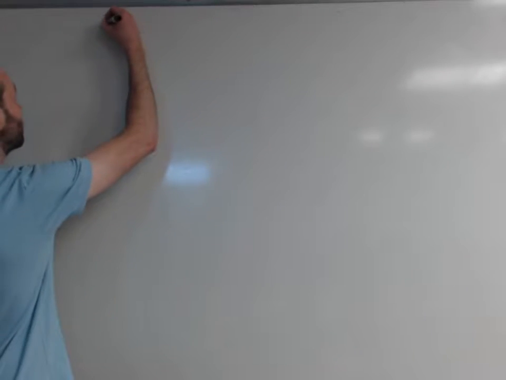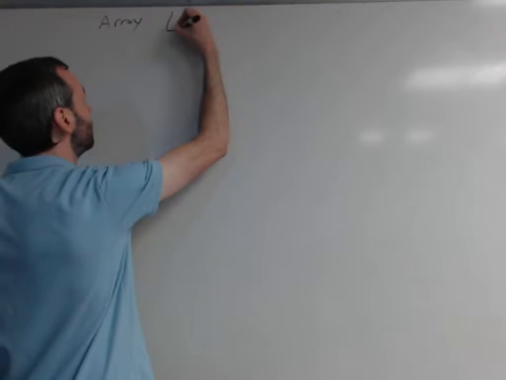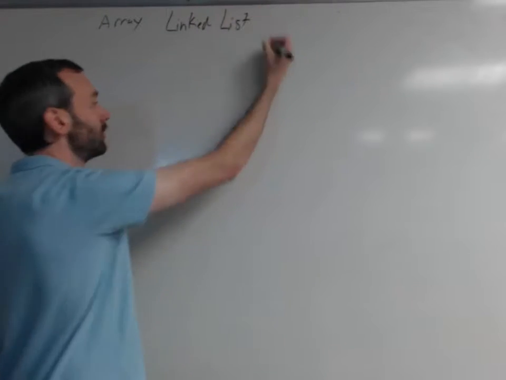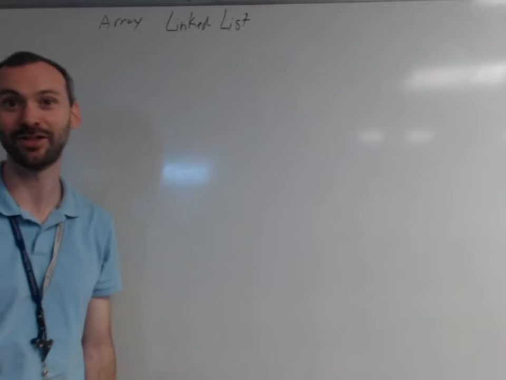So first off, why are hash tables so important? Let's go ahead and compare our different data structures. Which data structures have we done so far? Let's see who remembers. Arrays. Linked list. Perfect. Doubly linked list. We're going to keep it right there.